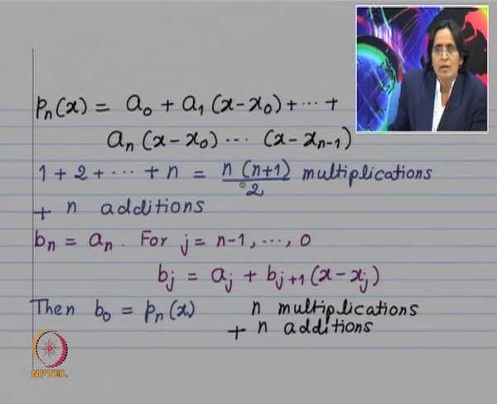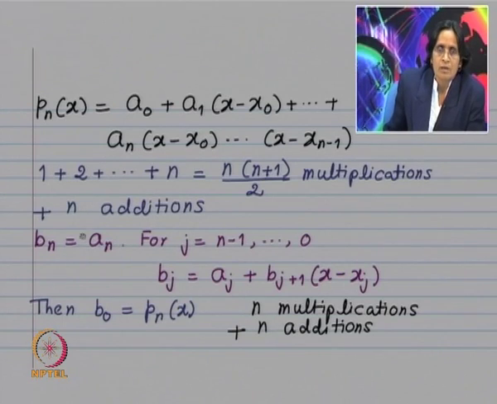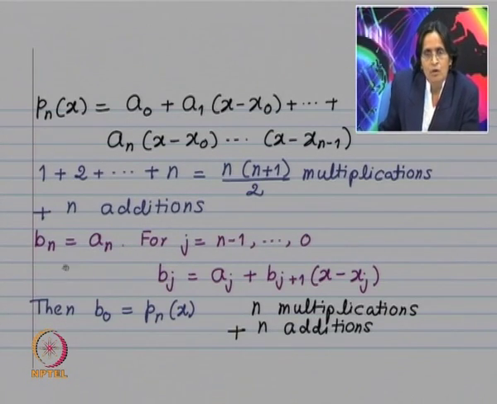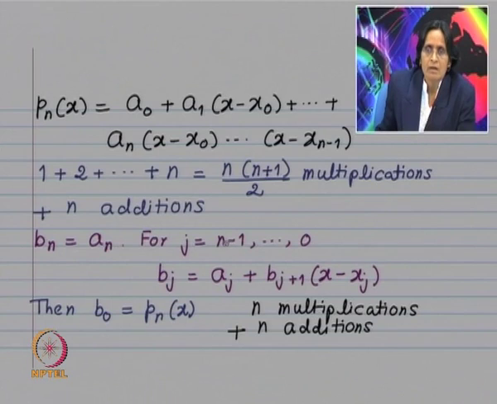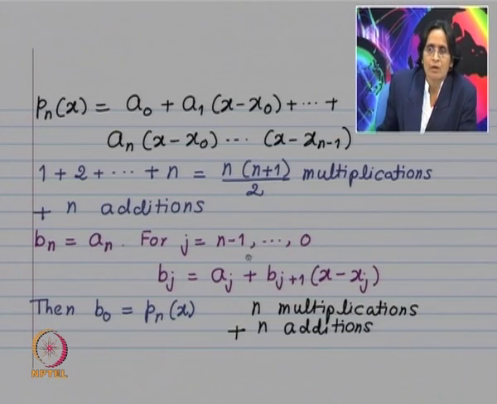So, total n into n plus 1 by 2 multiplications and n additions. Now, as we did before, if we consider the algorithm B n is equal to A n and then for j is equal to n minus 1 up to 0, you are reducing the values of j to be B j is equal to A j plus B j plus 1 into x minus x j. Then when we reach B 0, that is going to be P n x.